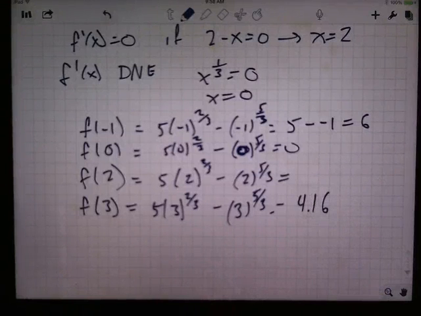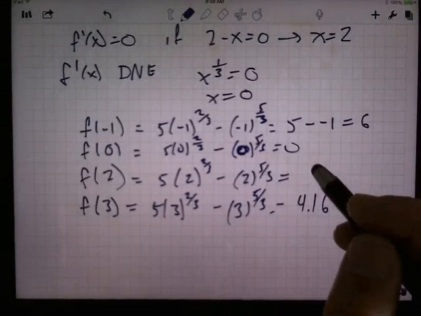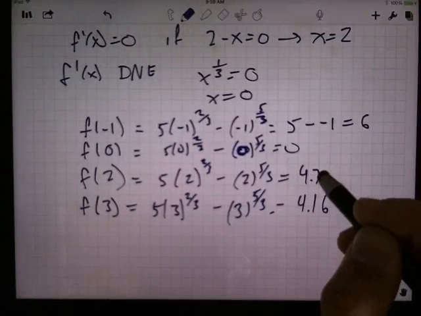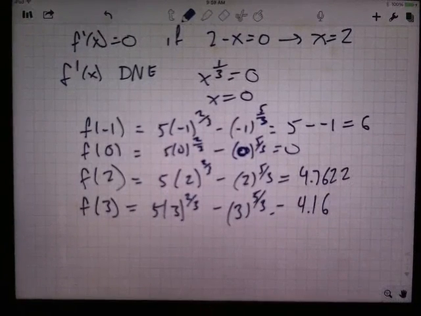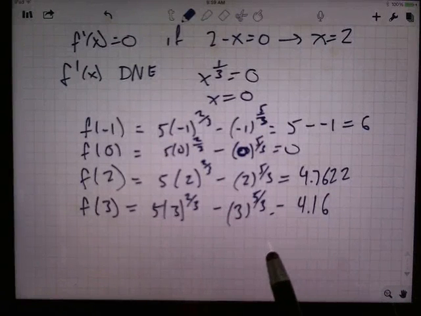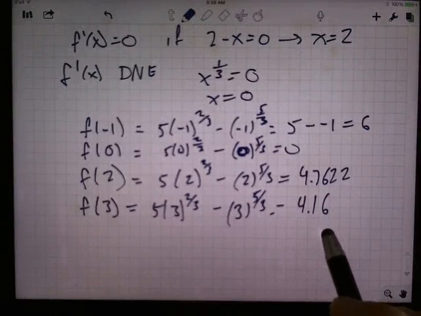Did I never figure out what f(2) was? I didn't. Hang on a minute here. Let me go back and finish that. All right, it's 4.7622. It's interesting, the phone's been ringing off the hook here, so I keep interrupting this, and maybe you've noticed that it keeps breaking the video here.